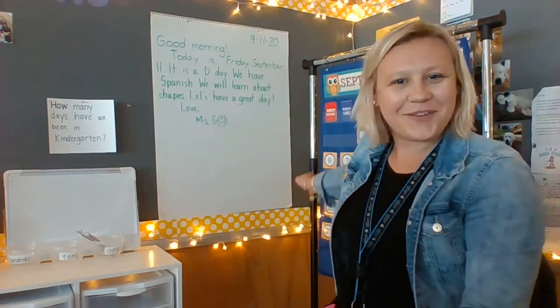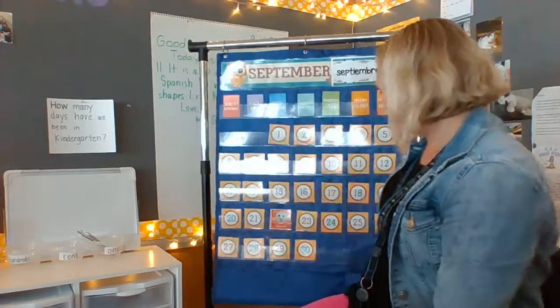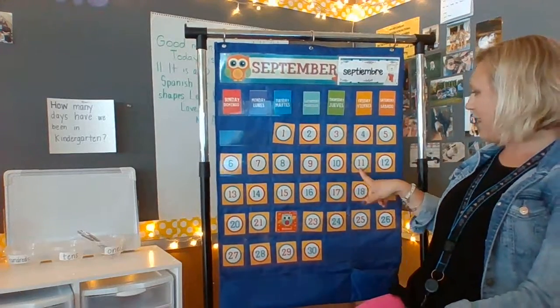All right, we're going to get started with our math routines. So we need to do our calendar first. So we know today is Friday, September 11th. Let's count up to 10 together. Let's use our sign language if you remember it. Here we go. 1, 2, 3, 4, 5, 6, 7, 8, 9, 10.